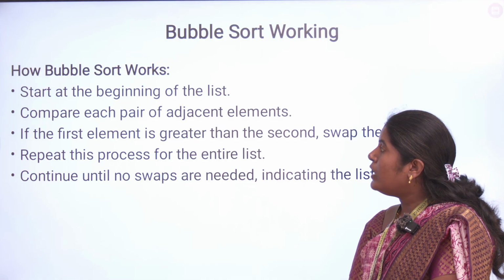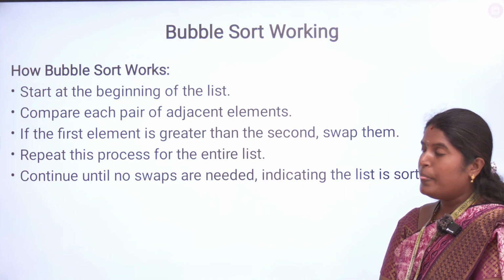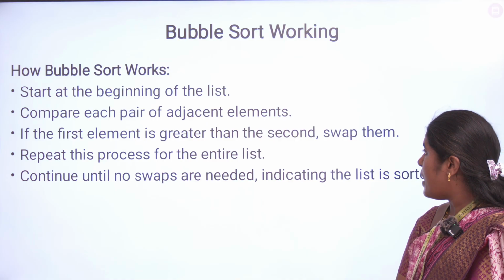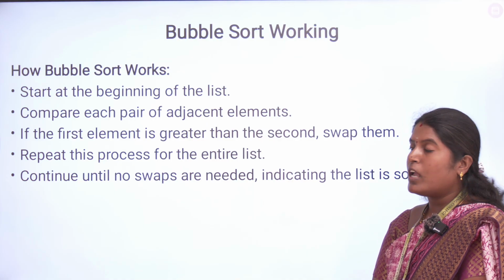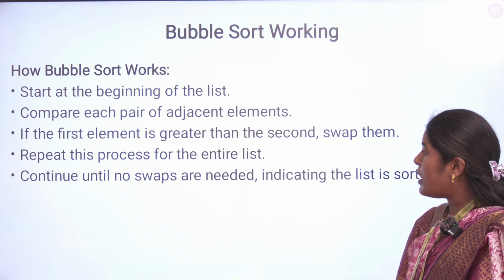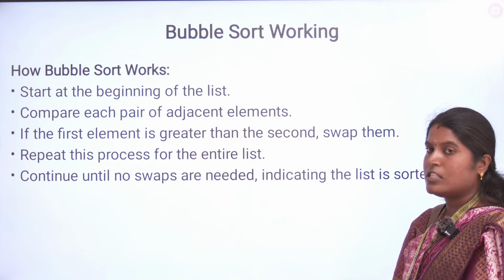We are going to compare each pair of adjacent elements, and if the first element is greater than the second element, we are going to swap them. This process is going to be continued until the list is sorted. Continue until no swaps are needed, indicating the list is sorted.